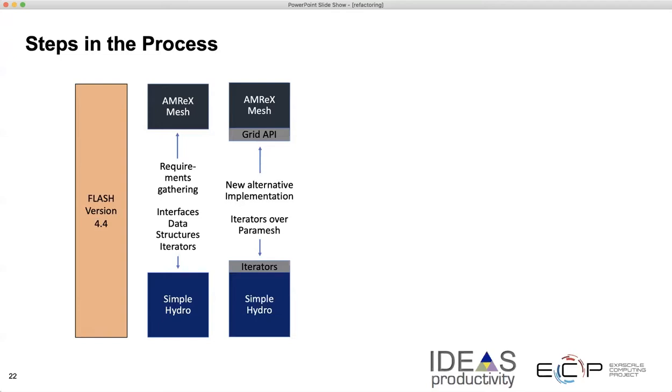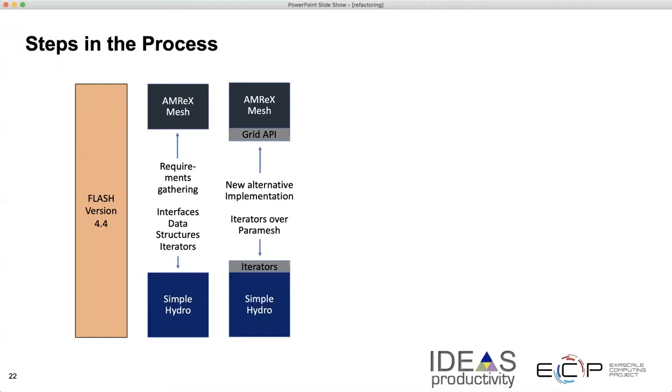Because it's component based, you can have multiple alternative implementations of the same functionality that the configuration tool is able to pick at the time that the application is being configured. And so it was already possible in the pre-existing Flash to have two different versions of the mesh. One was a uniform mesh grid, and one was an adaptive mesh refinement, paramesh.